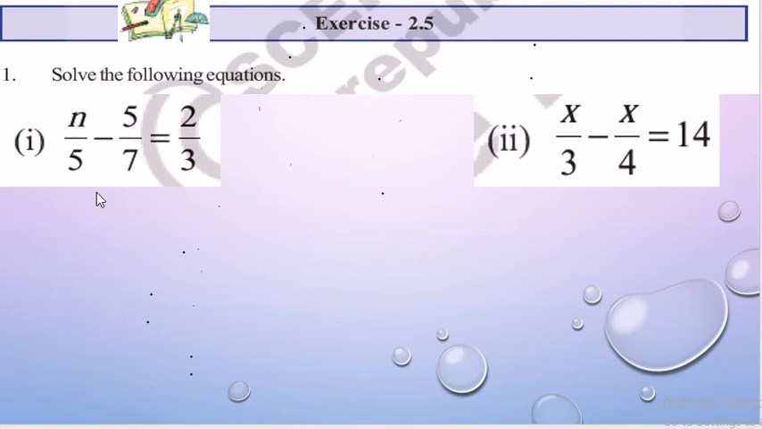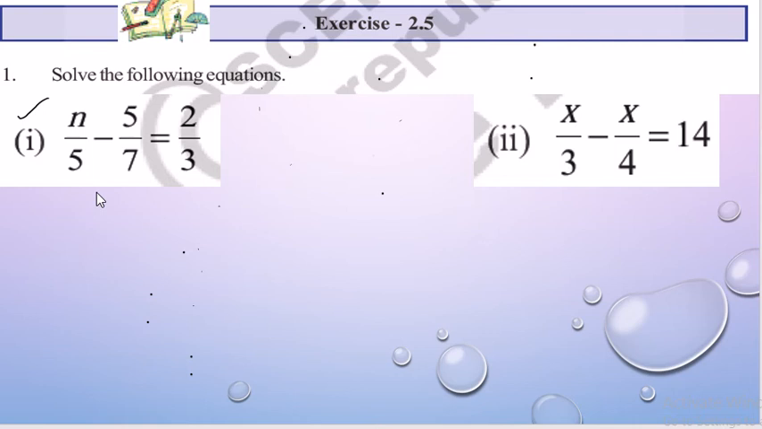In our previous exercises we have discussed the simple equations. Now in this particular exercise, we are going to discuss the problems related to the linear equation in one variable, which contain fractional values. Now if you observe the first question, we need to solve the following equations. So let us see the first question.